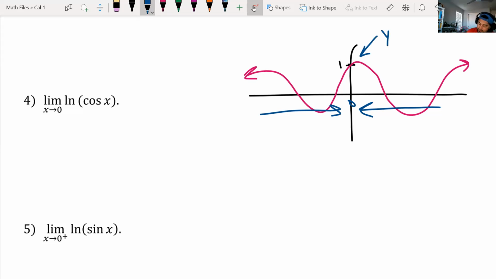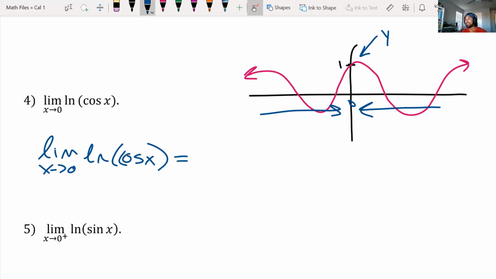So this means that for this limit, we would get the limit as x approaches 0 of the natural log of cosine of x. And we see that the inside function as x gets closer to 0 will become 1. So this just becomes the natural log of 1. And does anybody know what the natural log of 1 is? 0. Such simple answers, right? Okay, cool.